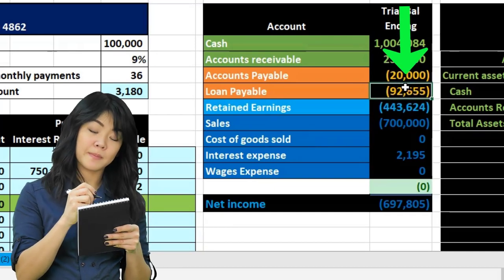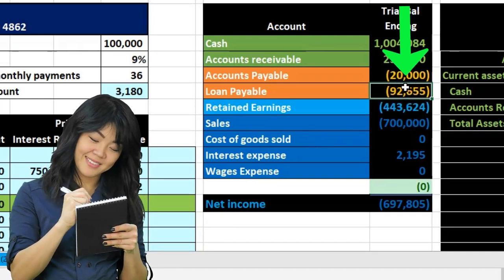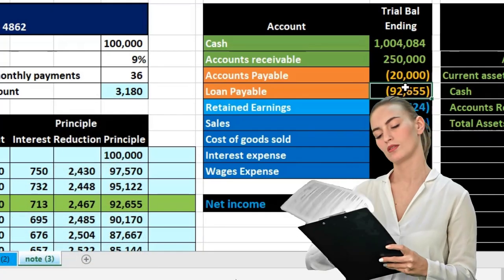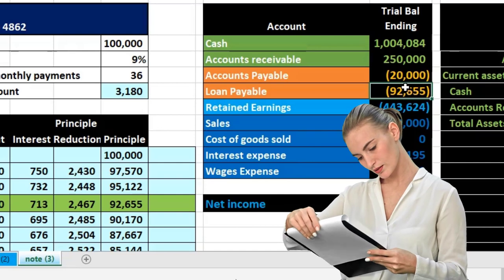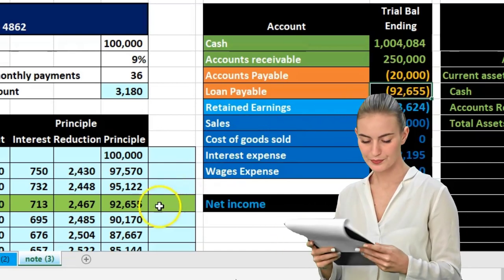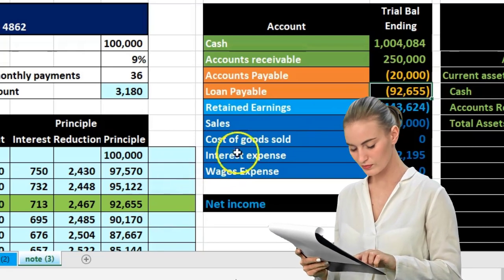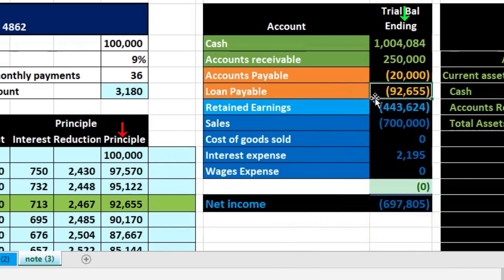Now, if we try to break out the short-term portion on the trial balance, that becomes more difficult to manage, because we have to look at two accounts every time we want to tie it out to the amortization table. It might be easier, in other words, to just have one account because that's easier to tie out to the amortization table. And then when we create the financial statements, we're going to have to break that one number out.